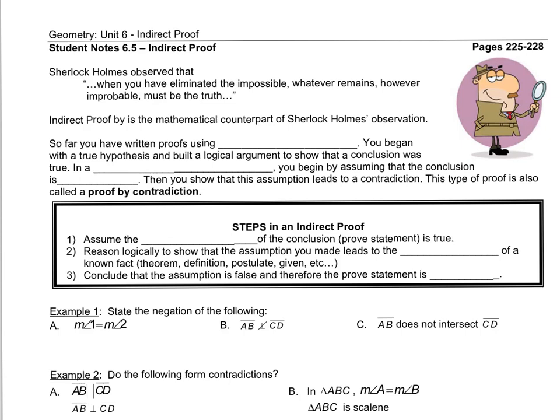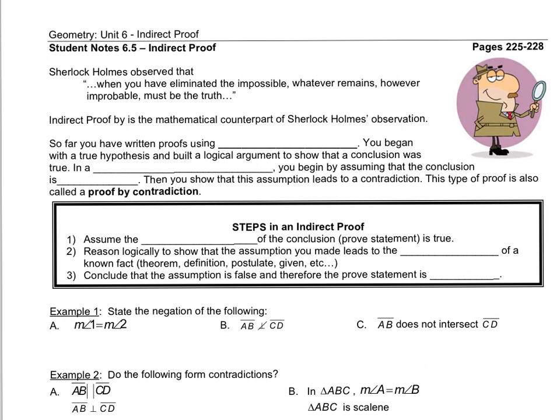Today, class, we're going to learn about indirect proof. Sherlock Holmes observed that when you have eliminated the impossible, whatever remains, however improbable, must be the truth. Indirect proof is the mathematical counterpart of Sherlock Holmes' observation.